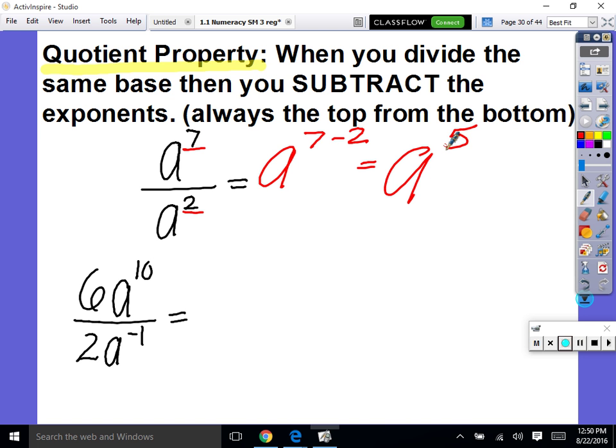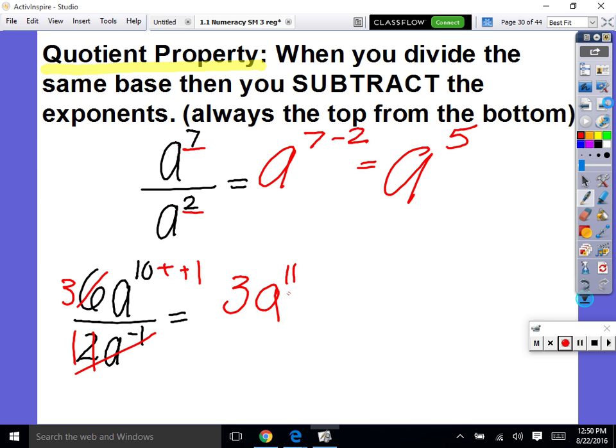So let's look at this example. 6 over 2. We just simplify that. 3 over 1, yeah? Now look, it's a to the 10th, and then it's divided by a to the negative 1. When you divide, you subtract. So it's 10 minus, and now look at the bottom. What is it? Negative 1. Do you see why it's minus and negative, people? Yep. When we subtract a negative, it becomes positive. So we have 3. Now this is gone, right? We took care of that exponent. So we have 3a to the 11th.